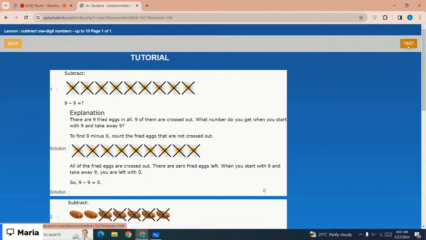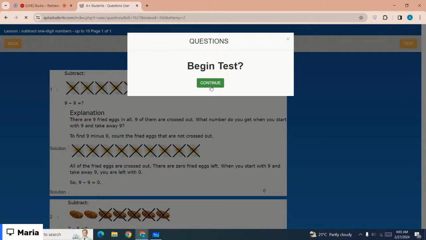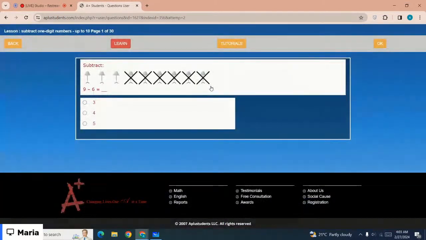Let's start with the test questions. Basically, you have to count the ones that are not crossed. The first one is 9 take away 6. You have a total of 9 lamps, and 6 of them are crossed. You have to count the ones that are not crossed. So which is the correct option? Yes, the correct option is 3. 9 take away 6 is 3.